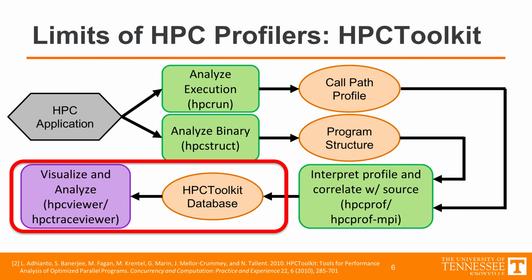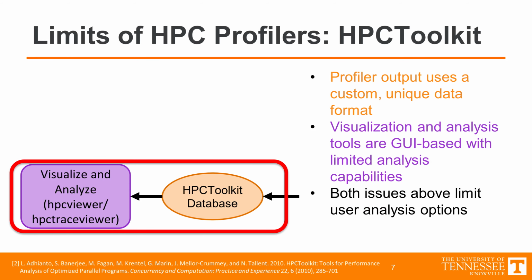In this workflow, and in fact in most HPC profiling workflows, the limitations of HPC profilers show up in the final profiling output and the visualization and analysis step. First, most HPC profilers use their own custom, unique data format for the final output. The use of a non-standard data format practically forces most users to analyze their data with the provided visualization and analysis tools, which are usually GUI-based and thus have limited analysis capabilities. So, together, these two limitations in HPC profilers limit user analysis options.